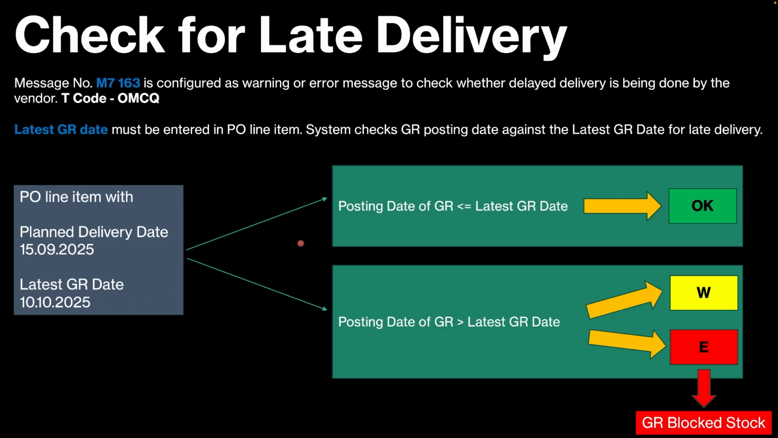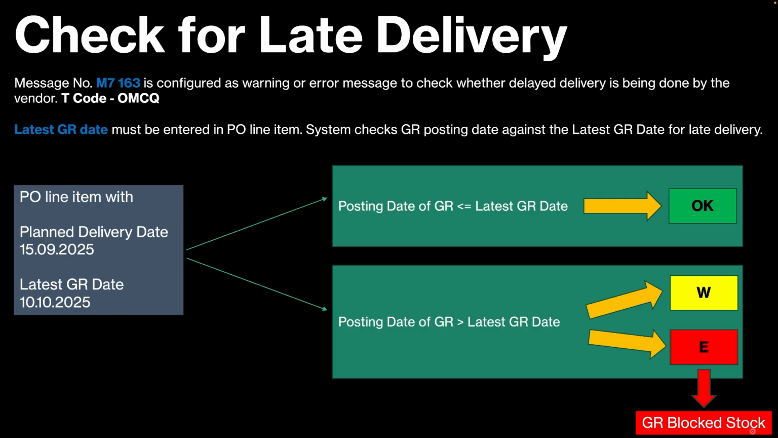So you can see here, if the posting date of GR is on or before this latest GR date, then the system will not give you any message and will allow you to post the GR. When the posting date of GR is later than the latest GR date, that is when you are posting the goods receipt after this latest GR date has passed, then you can either configure the message as a warning message or you can configure the message as an error message. And here also, when you get this error, you can post this quantity to GR blocked stock.